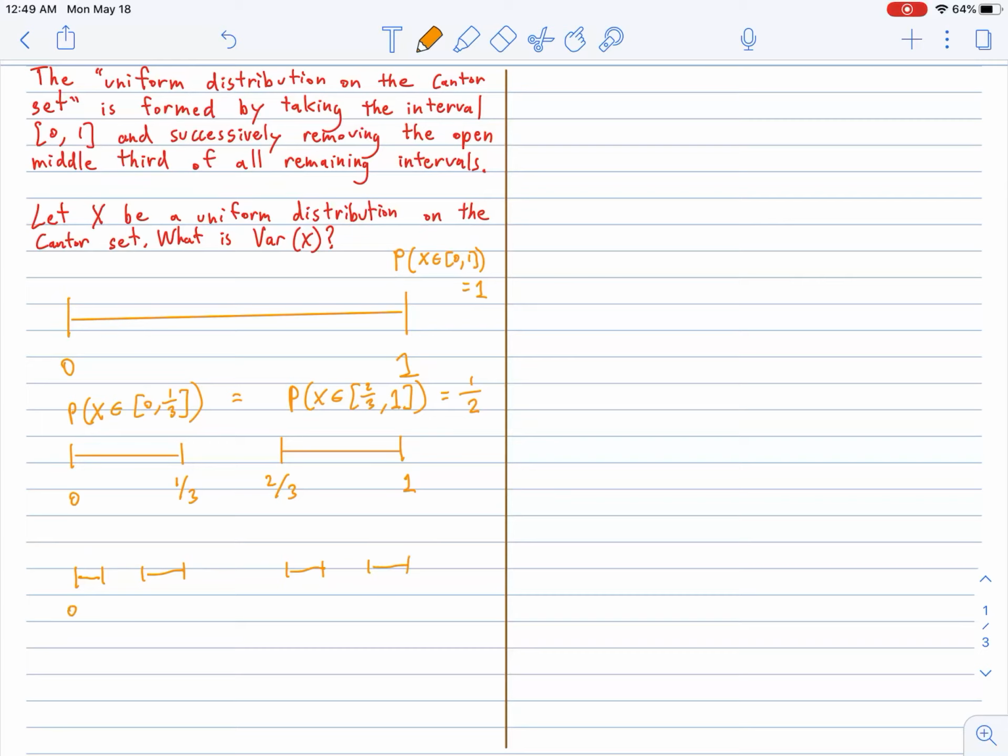So this is from 0 to 1/9. This is 2/9 to 3/9. This is from 6/9 to 7/9. And then 8/9 to 1. And we see that the probability of lying in each one of these intervals is going to be 1/4.